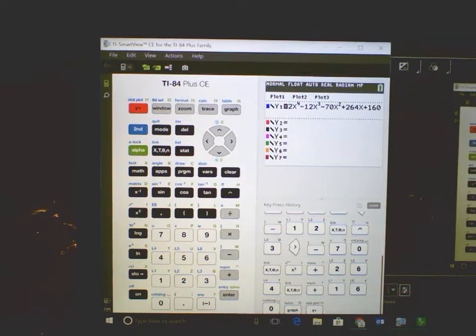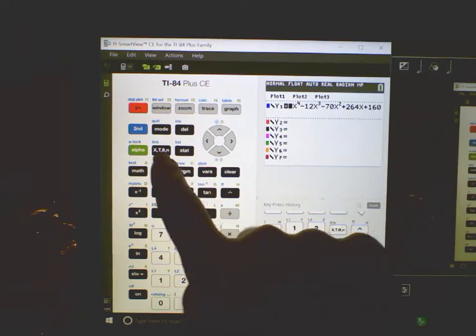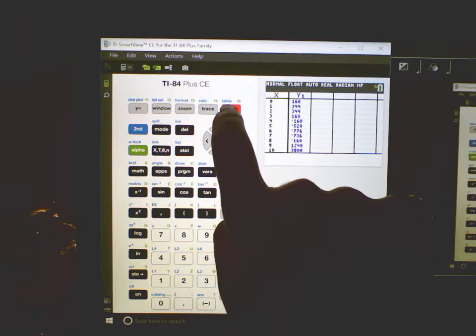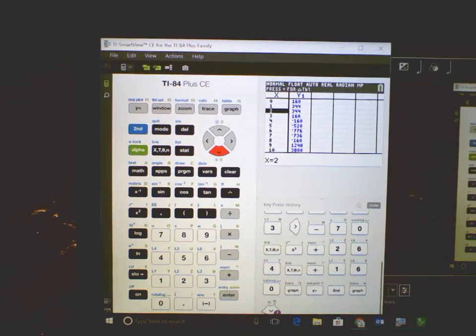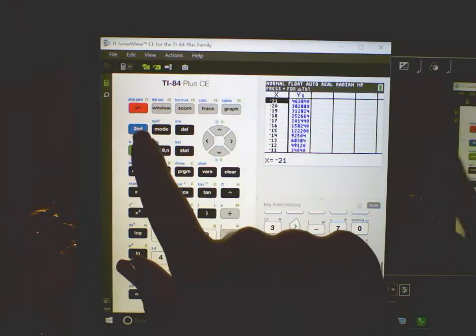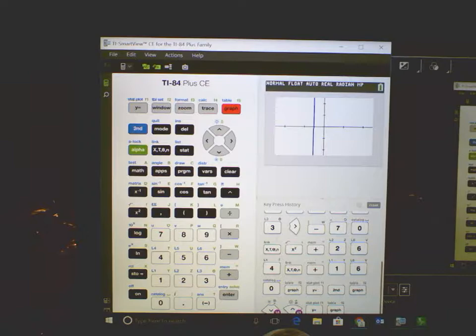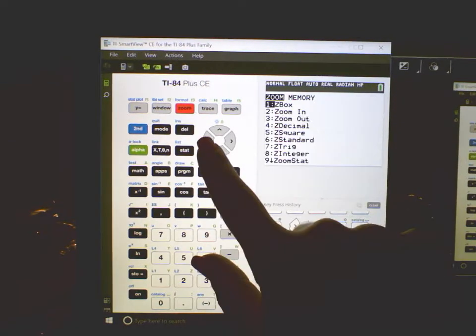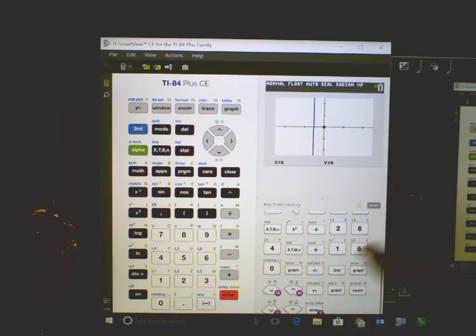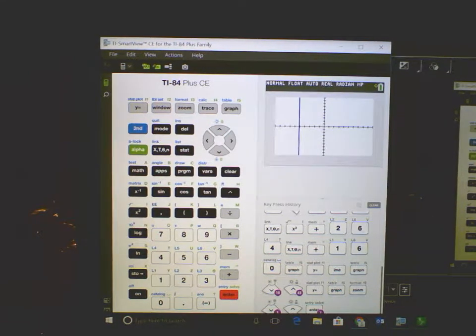In order to find the zeros, there's two ways we can do that. We can press second graph, which will take us to the table, and we can scroll through and look for where y is going to be 0. If you scroll through, you don't see many. So what we need to do instead is go to the graph. I'm going to zoom out so I can see a little bit more of my picture.